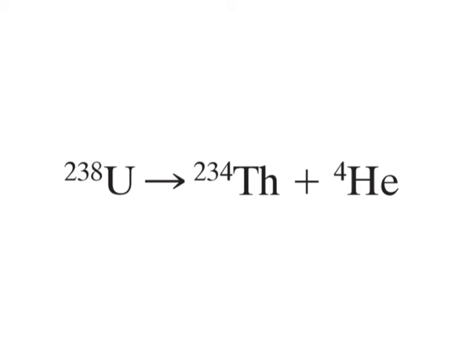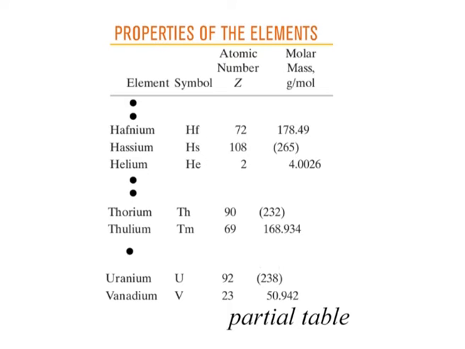The number used in the name of a nucleus and as a superscript in the symbol for the nucleus is called the mass number, and is the total number of protons and neutrons in the nucleus. For example, the total number in uranium-238 is 238. The number of protons in the nucleus is the atomic number Z, which is listed in this partial table.